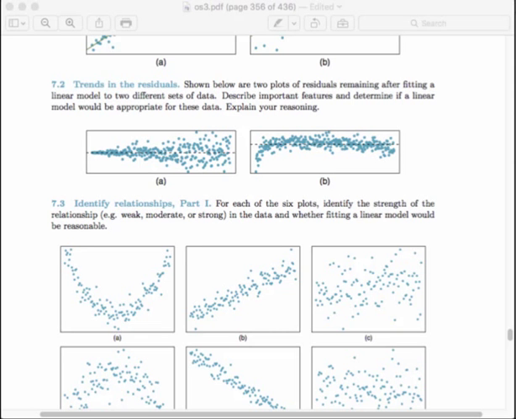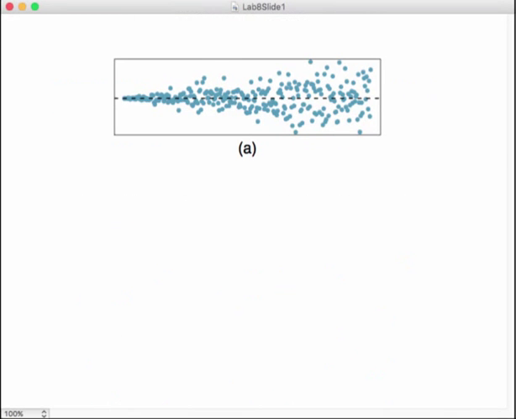So shown below are two plots of residuals remaining after fitting a linear model to two different sets of data. Describe important features and determine if a linear model would be appropriate for these data, and explain your reasoning. Okay, so let's go ahead and take a look at the first one here. And they want us to see, is there a pattern here?